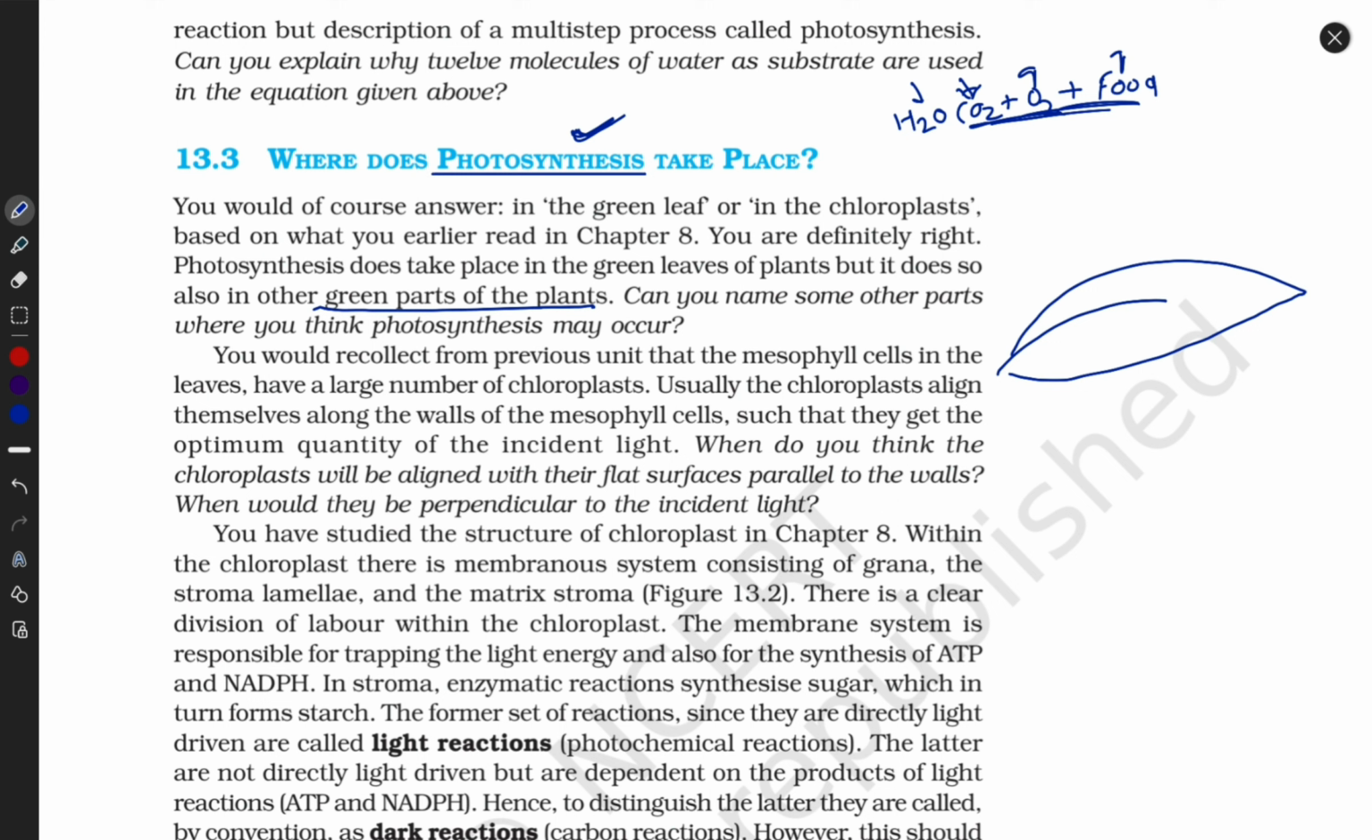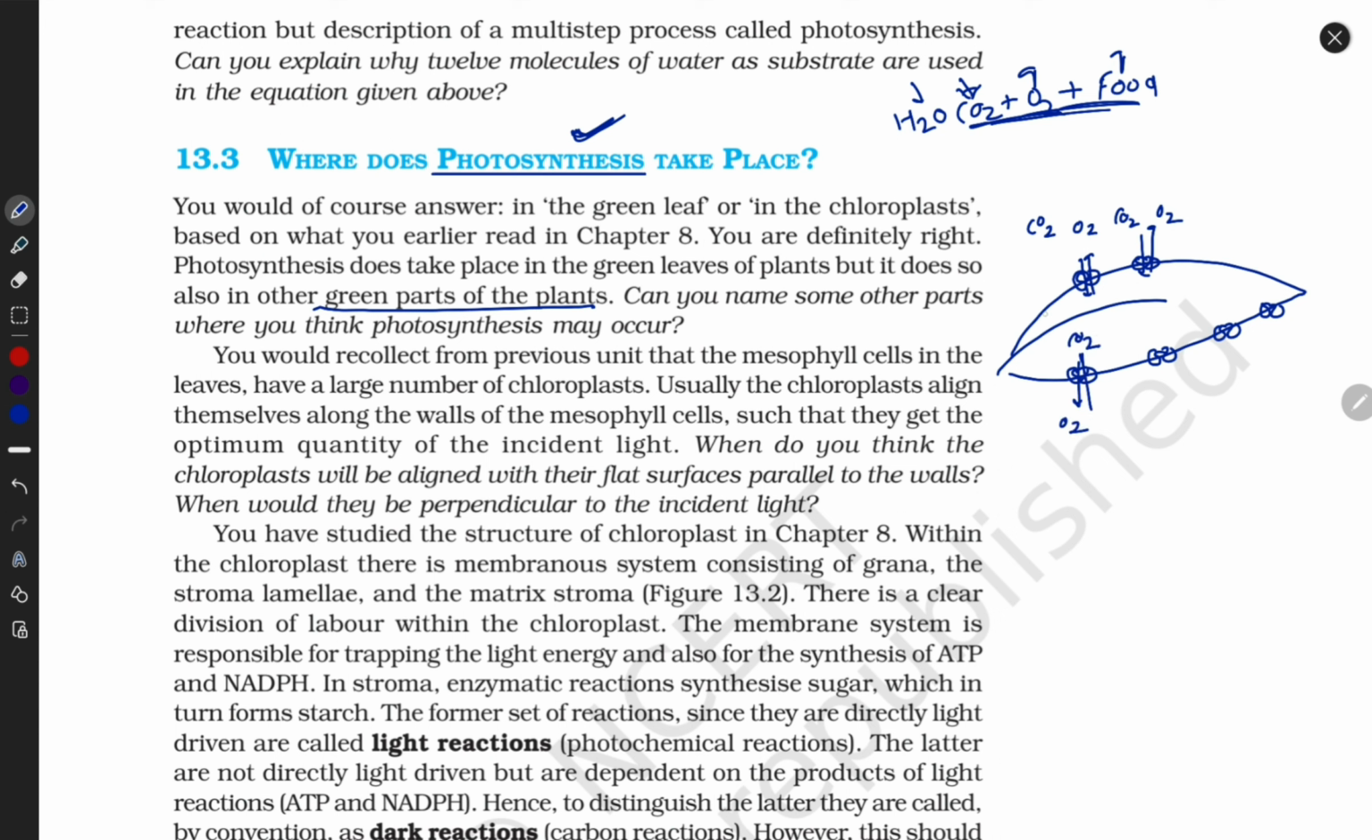What kind of feature do their leaves have? Leaves have some stomata at their surface. What is the use of these stomata? They exchange gases: CO2 in and oxygen out. CO2 in, oxygen out.